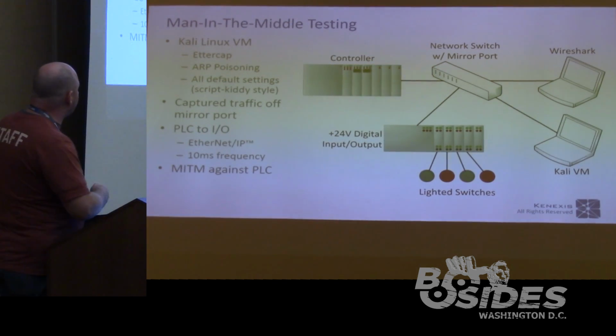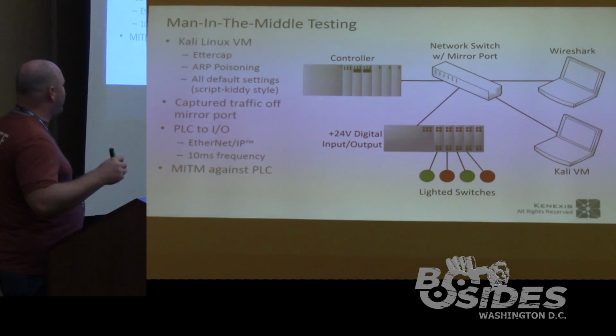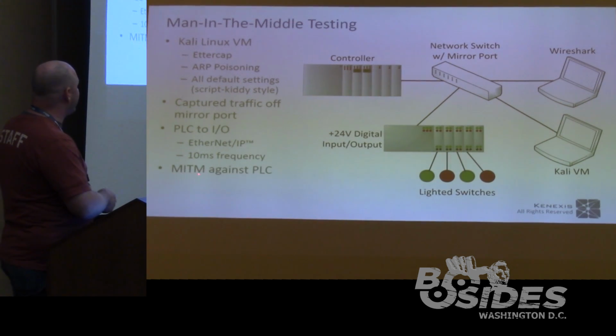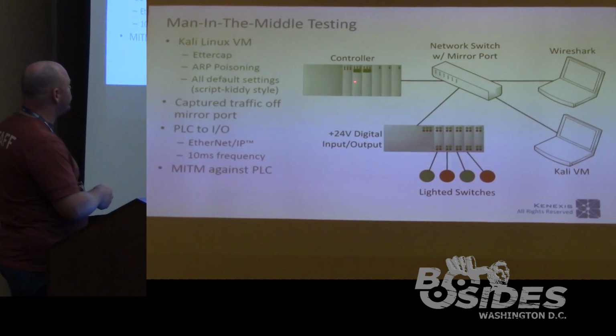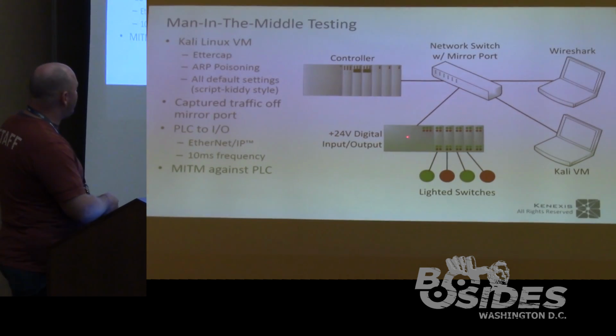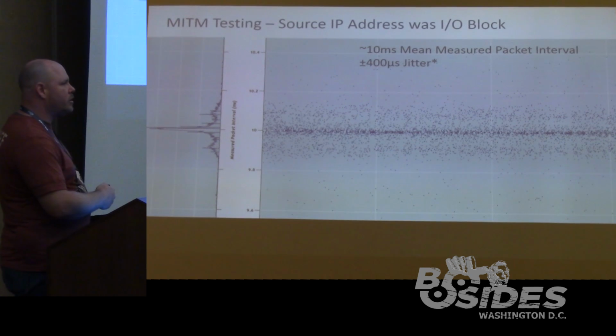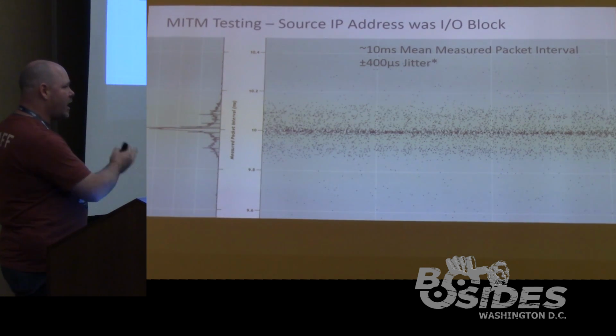I captured traffic on the mirror port. I was using a protocol called Ethernet IP. This is not Ethernet IP as we know it. This is Ethernet Industrial Protocol. It's a trademark name, very bad name, but it is what it is. And it's running at 10 millisecond frequency. I was running the man-in-the-middle attack against the controller itself, so I was trying to mess with the commands coming from the controller to the I/O block. So this is the communication from the I/O block back to the controller. I think this is baseline, but the I/O block didn't notice that the man-in-the-middle attack was going on for the entire time I was running.